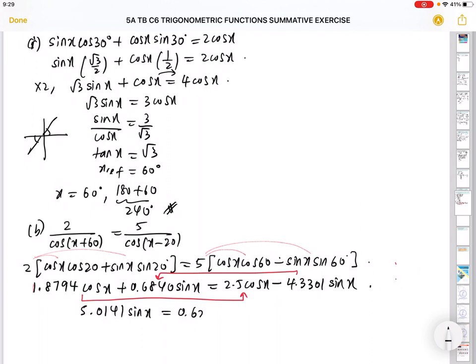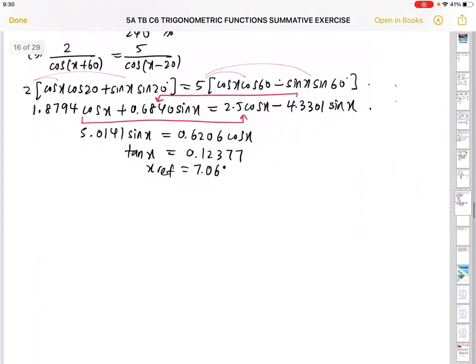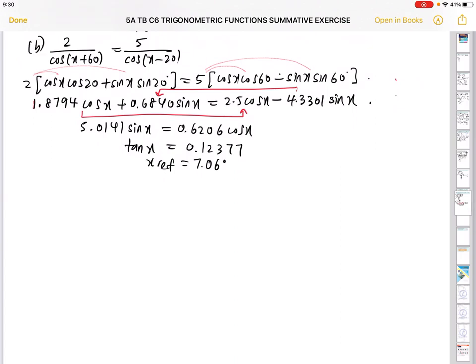Okay, then I use my reference angle. This is 7.06. I know the textbook gives more, but actually you don't need so many decimal points for angle in degrees, right? 2 decimal points is good enough. So my first answer is 7.06, second answer is 180 plus, because tangent again is positive. Tangent is positive in quadrant 1, quadrant 3. So this answer is just 187.06.